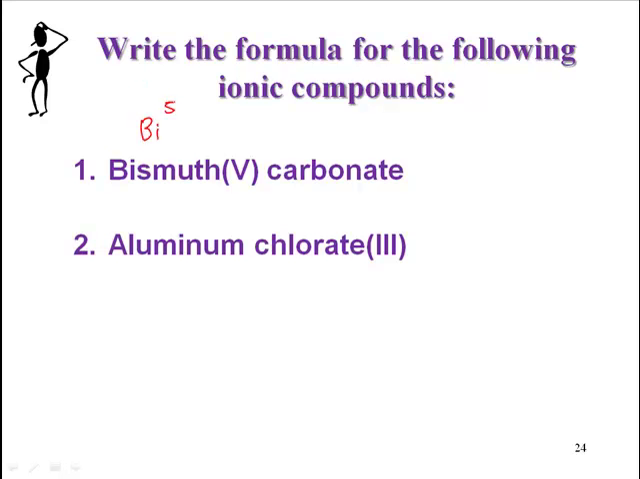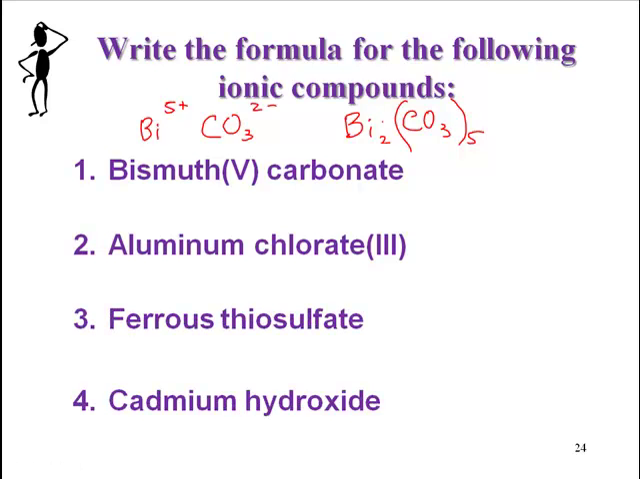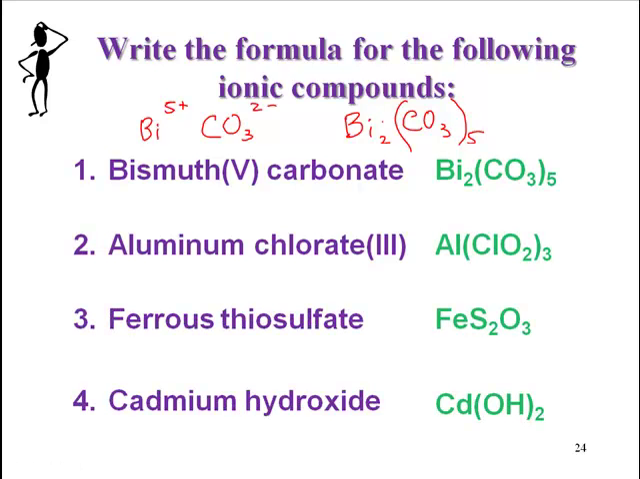Bismuth. What's the charge on bismuth? All right, so we got 5+ on that. And carbonate? 2-. And its formula is? Carbonate. So if we look here, we do our Criss-Cross Method. Should be Bi2(CO3)5, and there's our bismuth 5 carbonate.